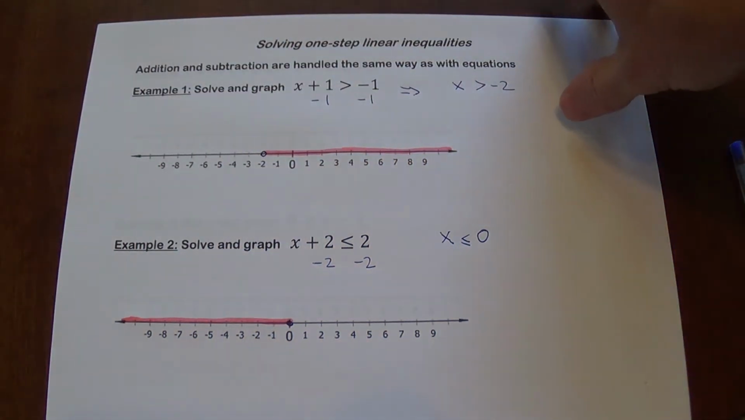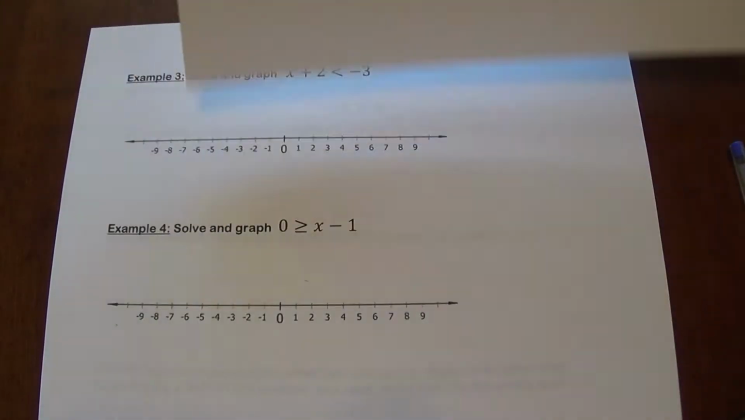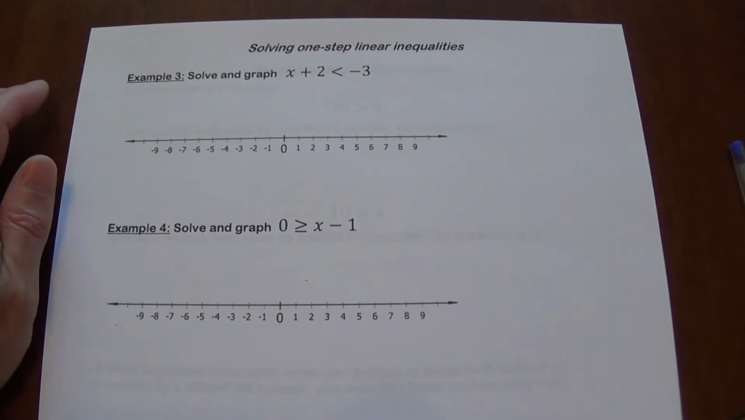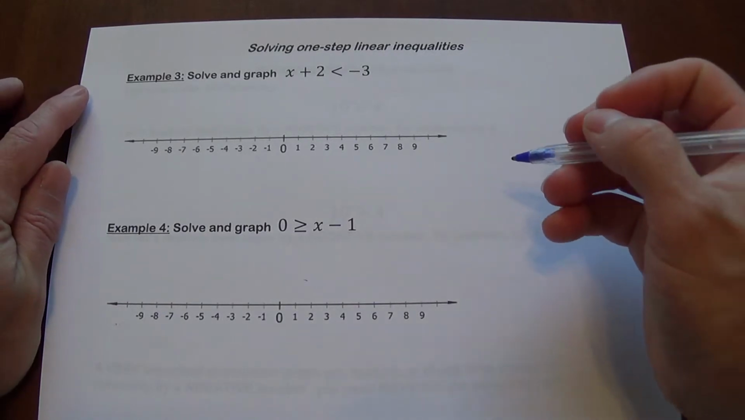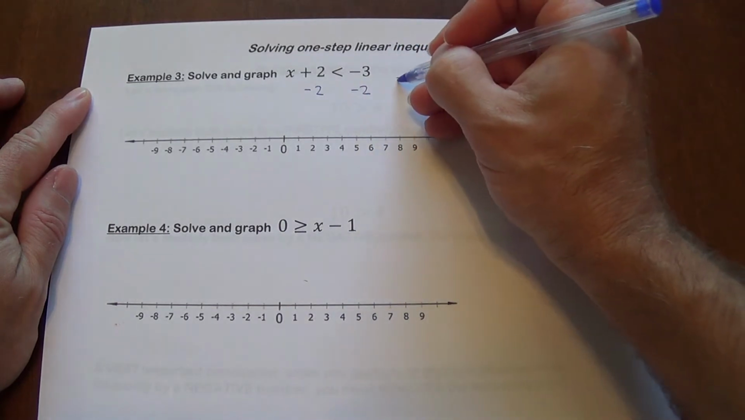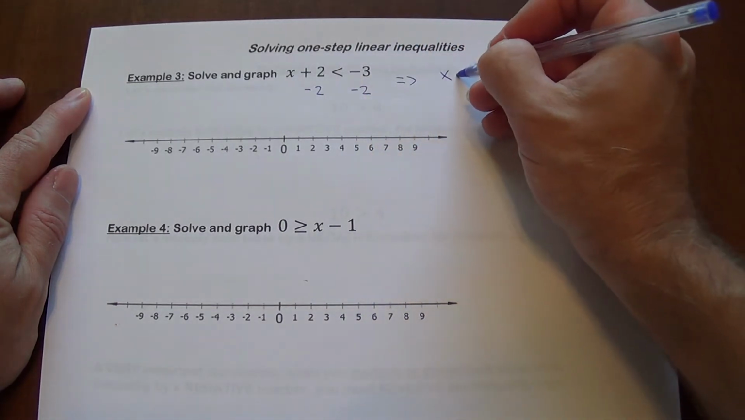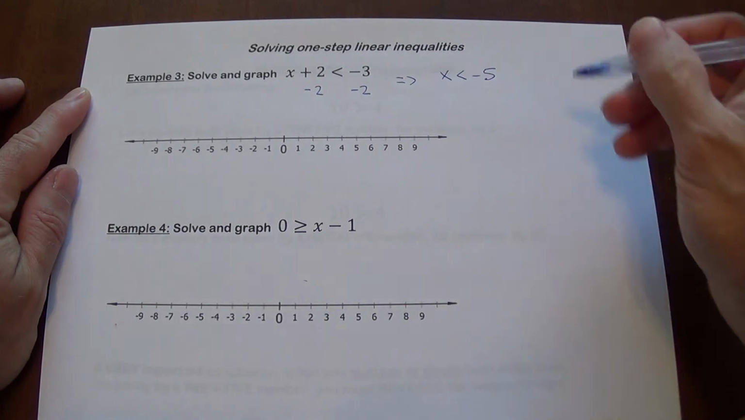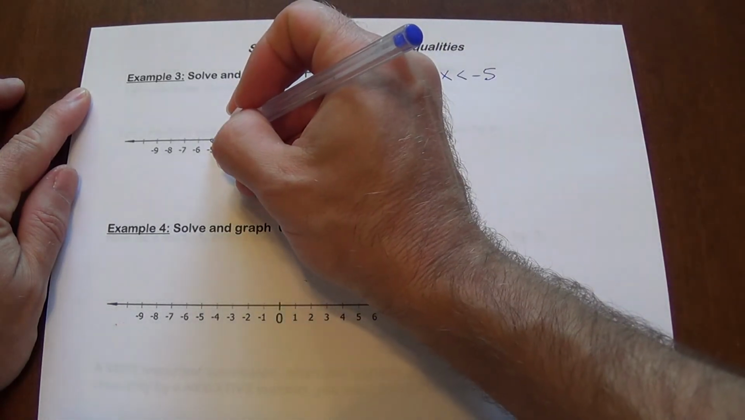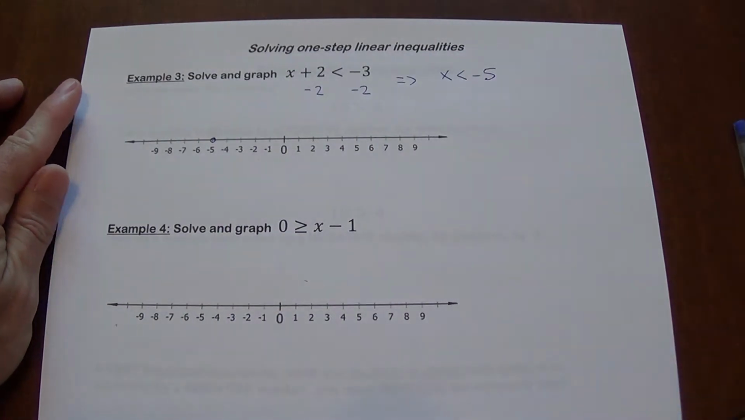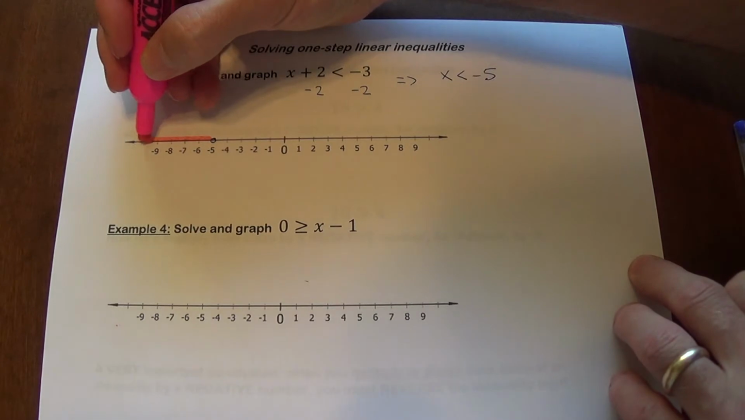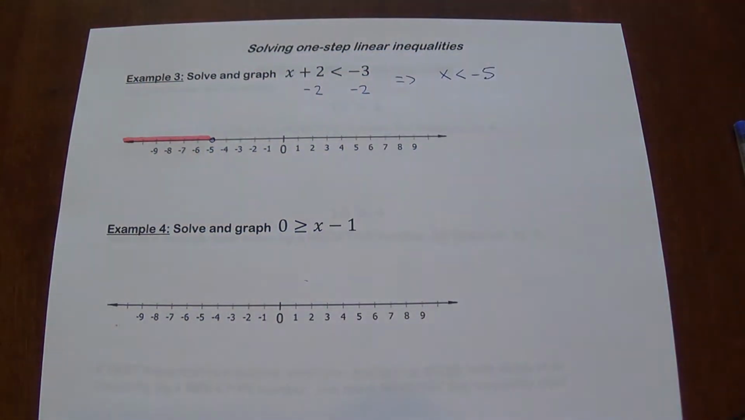Alright, moving on. The next example, a couple more like that. So x plus 2 is less than negative 3. We take away 2, take away 2. That is going to give us x is less than negative 5. Open. Negative 5 is right there. All the numbers that are less than negative 5 are located on the left of negative 5. There's our graph.